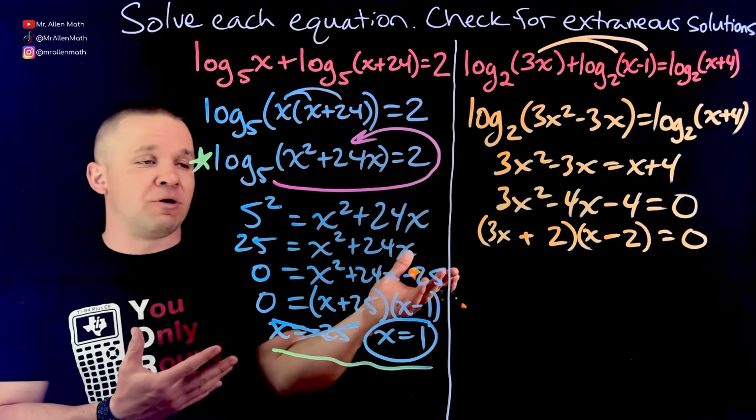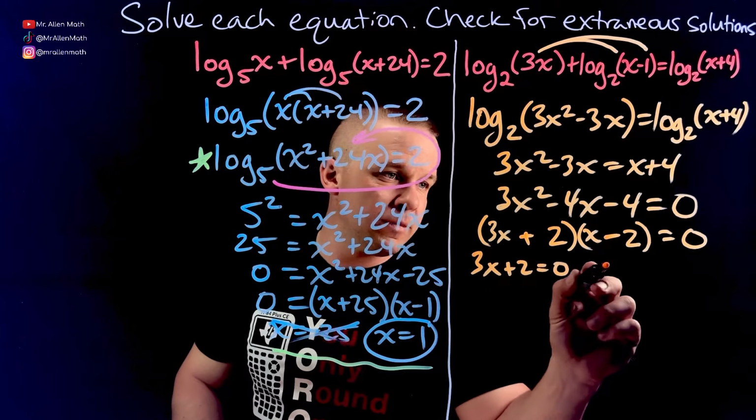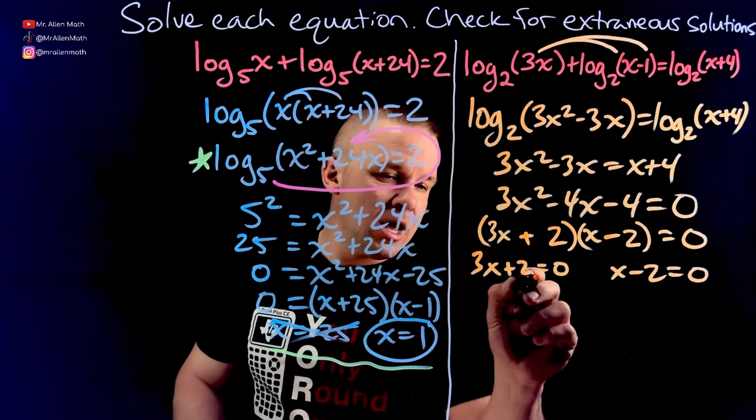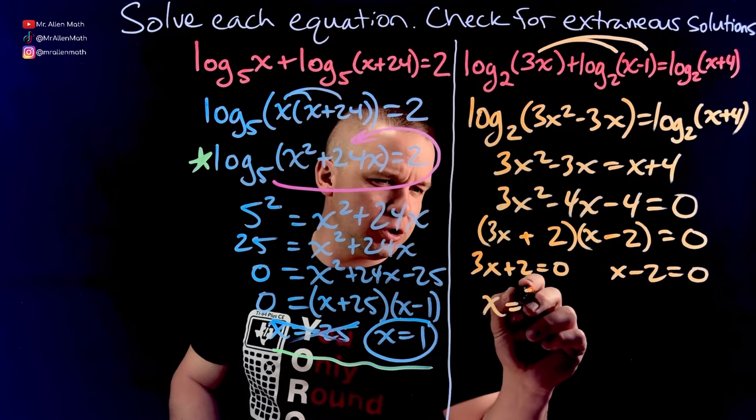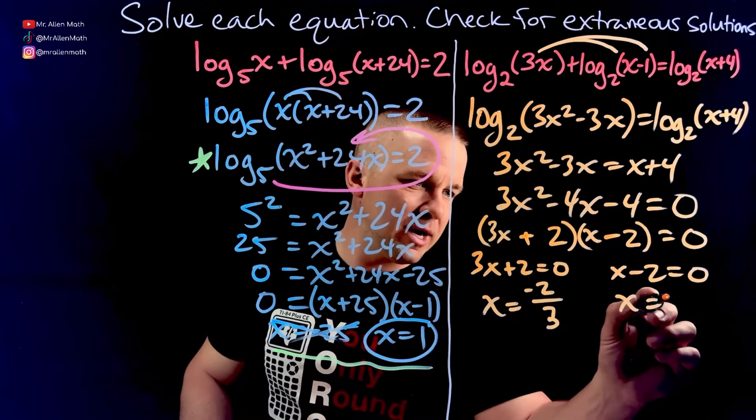All right? So we're in factored form. Now I can set these equal to 0. 3x plus 2 equals 0. x minus 2 equals 0. I'm going to get x equals negative 2 over 3. And I'll get x equals positive 2.